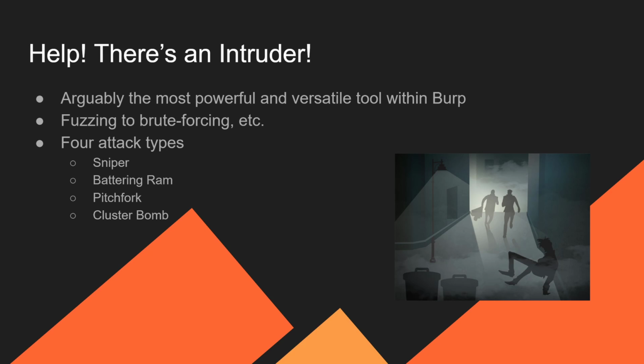Now, and again, think of this as like a battering ram where you have this wide surface area that you're impacting with the battering ram. Now, next we have Pitchfork, and the Pitchfork attack type allows us to use multiple payload sets, so 1 per position selected, and iterate through both payload sets simultaneously.